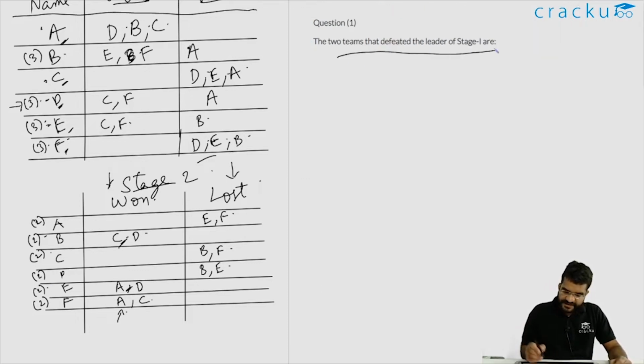The 2 teams that defeated the leader of stage 1 are E and F. So the correct answer is B.